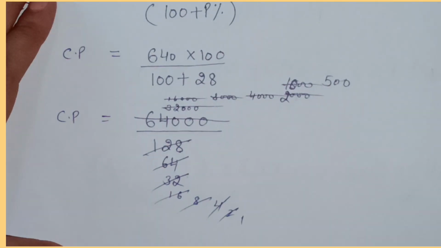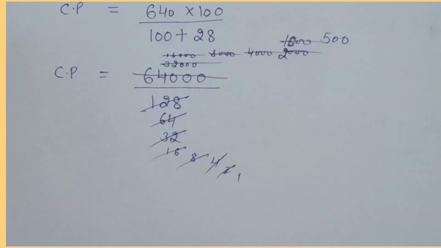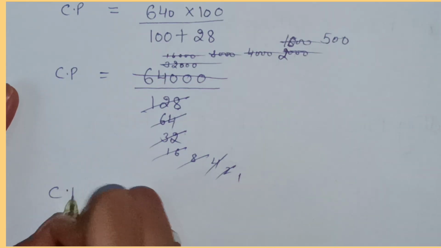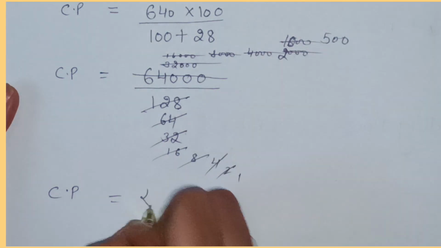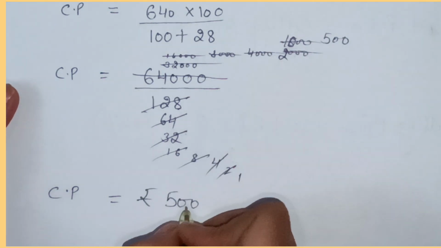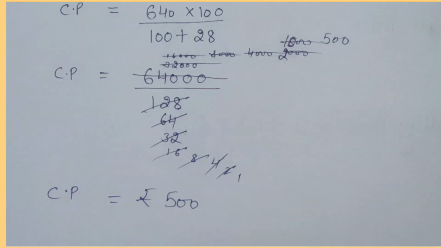So from here CP is equal to rupees 500. So the cost price of the bed sheet is equal to rupees 500. So this is the solution of our question number 1. That's all in today's video.